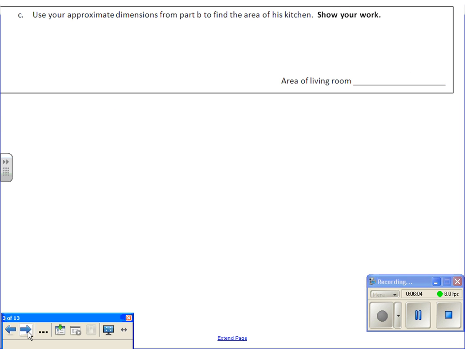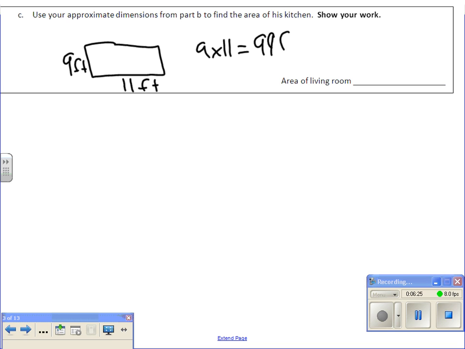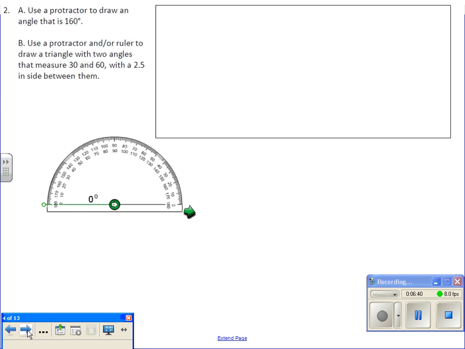Okay, let's keep moving on. Use your approximate dimensions from part B to find the area of the kitchen. Well, this is pretty easy, right? The kitchen is going to be shaped something like this. That's going to be 9 feet. That's going to be 11 feet. And we can just multiply those two lengths to give us our area. So 9 times 11, we're going to get 99 feet squared. Okay? So 99 feet squared. All right, so that takes care of problem number 1.